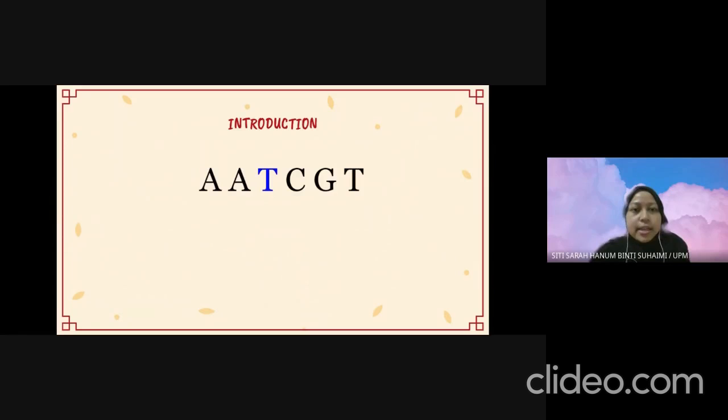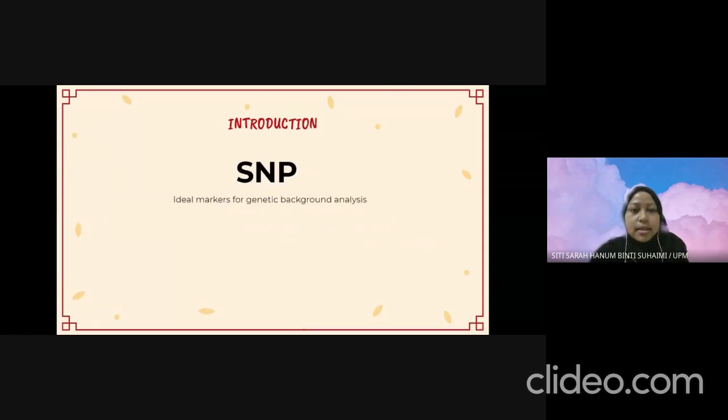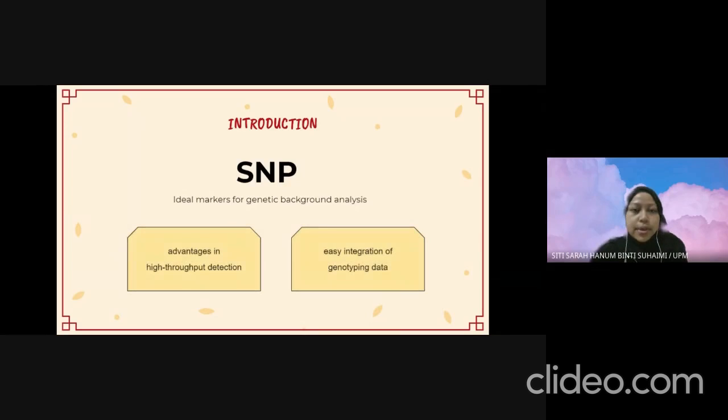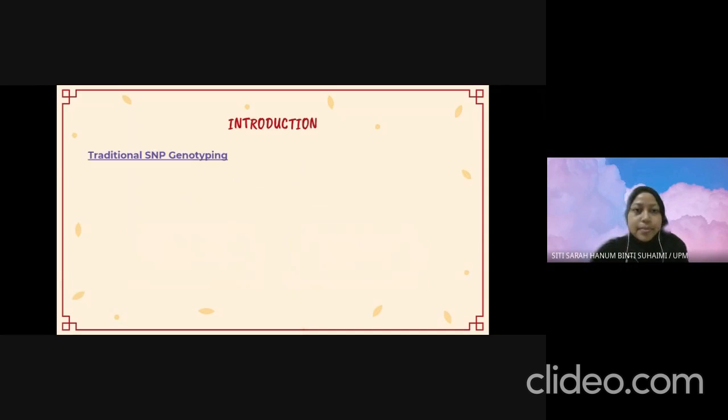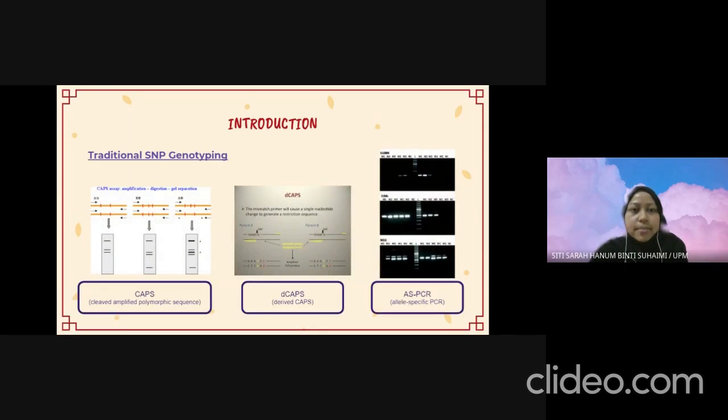Variation at a single base pair is called a SNP, or single nucleotide polymorphism. SNPs are ideal markers for genetic background analysis due to their advantages in high throughput detection and ease of integrating genotyping data. There are several traditional SNP genotyping methods based on electrophoresis systems, such as CAPS, dCAPS, and ASPCR. They are commonly used in genetic research.